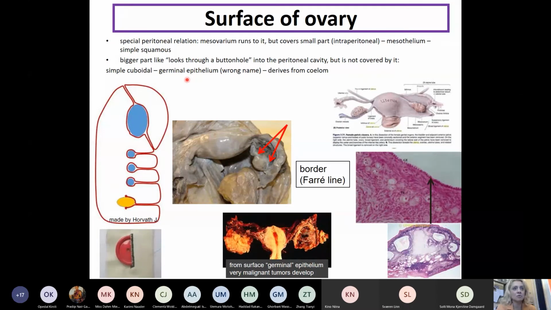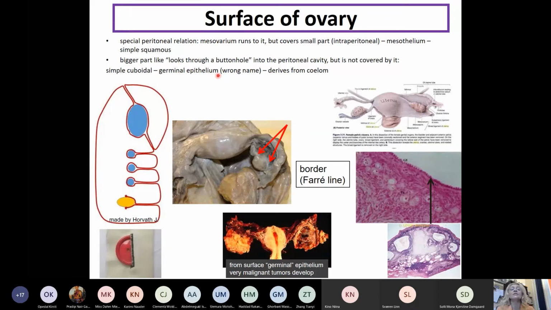This is what it is called, but the origin of the word is on a wrong conception, because scientists thought that from this epithelium is where the oocytes are from. So, of course, it's a wrong conception. They are not coming from this epithelium. That's why it was called germinal. It has nothing to do with the germ cells, but the name has stuck.